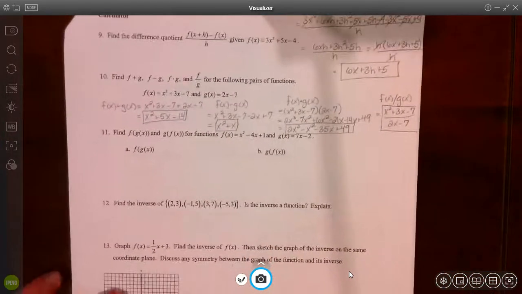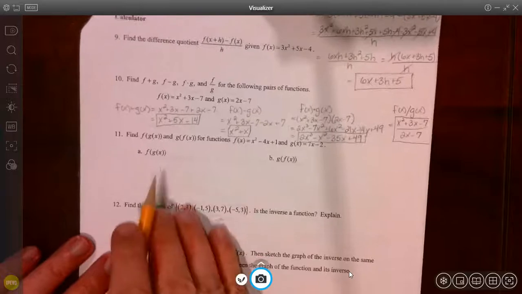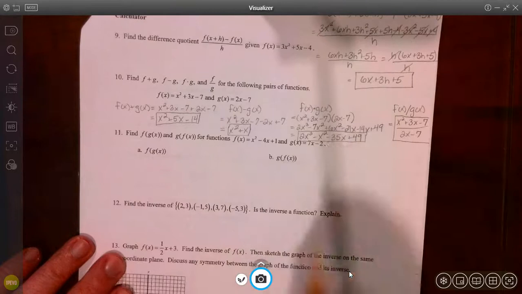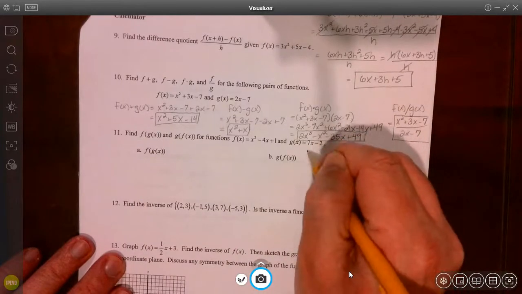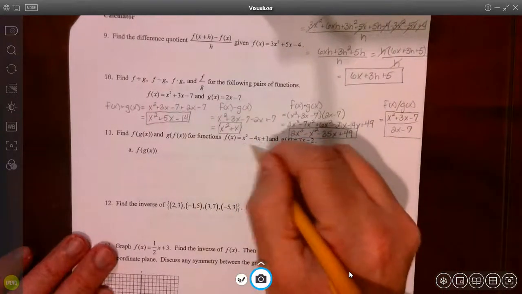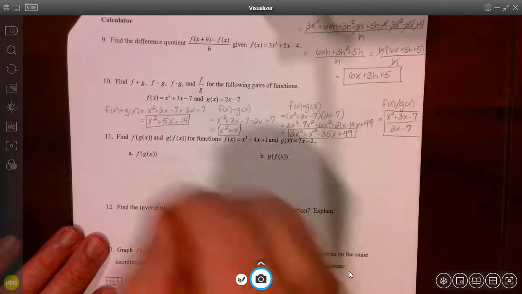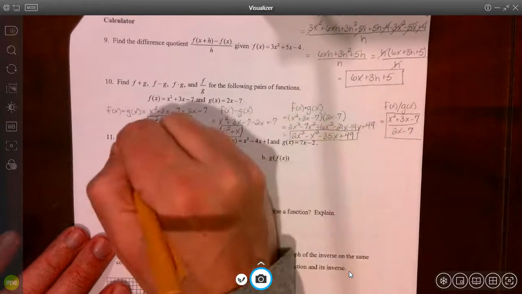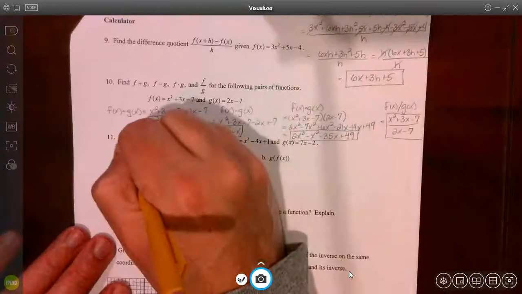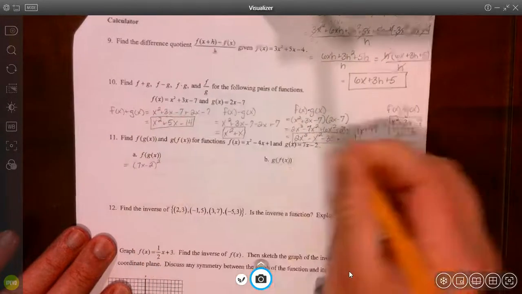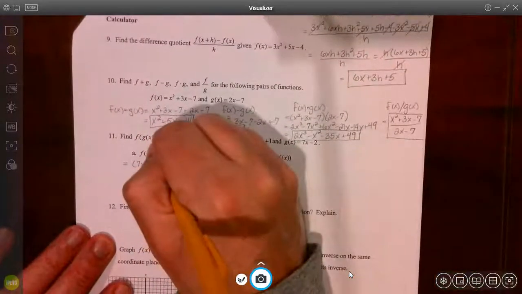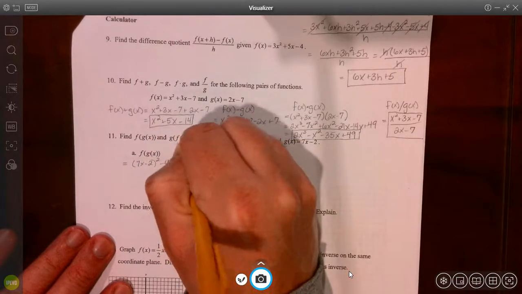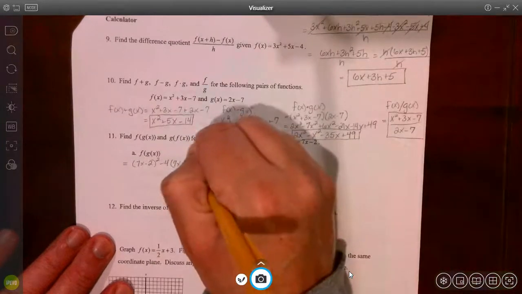All right, number 11, we're going to do some composition, f of g of x and g of f of x. So for f of g of x, we take our g function and we plug it in everywhere there's an x. There's more than one x here, so we're going to be plugging it in more than one spot. When I do that, here I have an x. So instead of x, I replace it with 7x minus 2, and that's going to be squared because this x was squared, minus 4 times x, but instead of x, I'm replacing that with 7x minus 2, and then I have my plus 1.